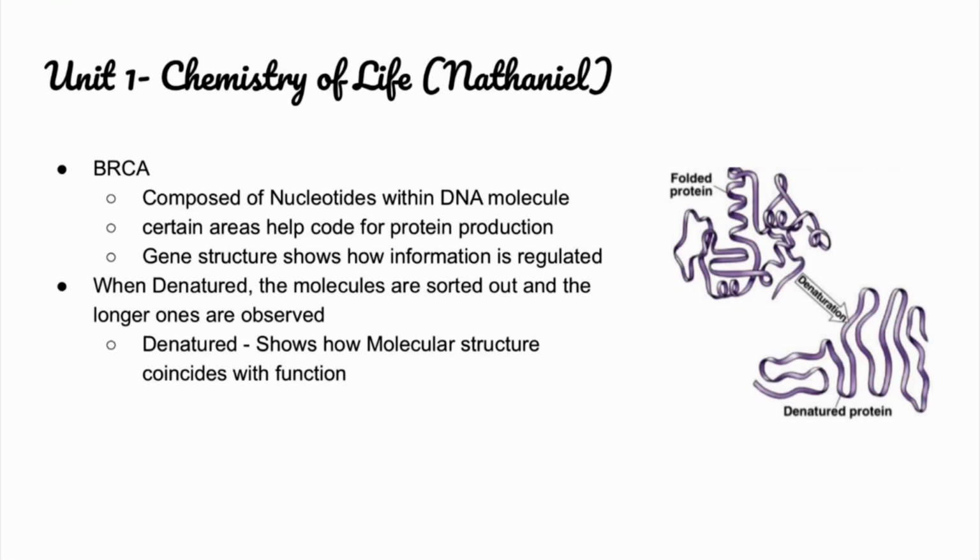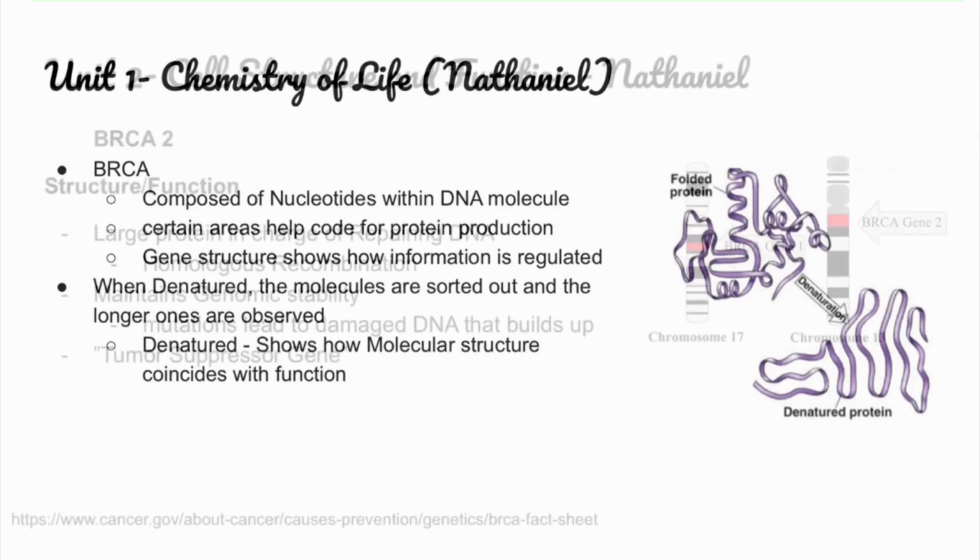When a molecular compound is disrupted, it becomes denatured, which means it loses its initial function. Once denatured, the molecular strands of the BRCA2 gene are able to be observed through a gel electrophoresis procedure, which separates molecules based on their length.